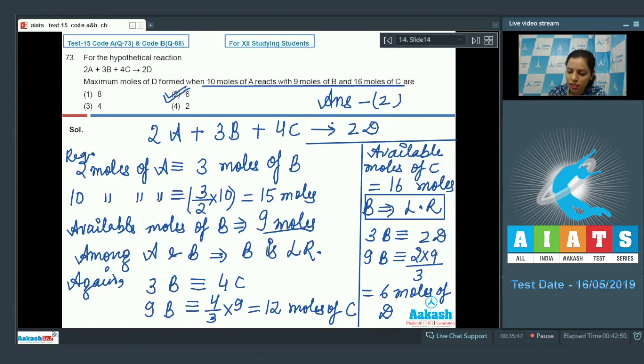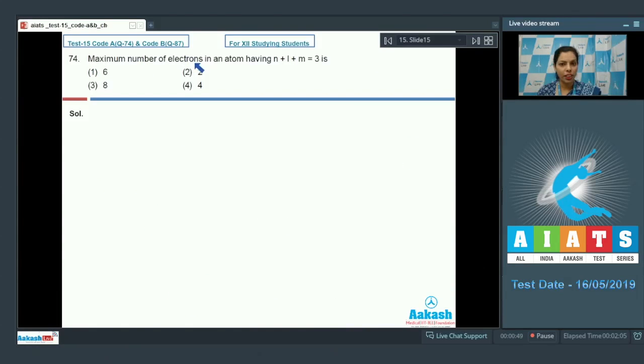Now after this, question number 74. Maximum number of electrons in an atom having n plus l plus m value that's equal to 3 is. In this case, we have the 3 quantum numbers n, l and m, and their sum is equal to 3. n is principal quantum number, we know. l is azimuthal quantum number and m is the magnetic quantum number. And the value of l is dependent on n. l value is from 0 to n minus 1, that we know.